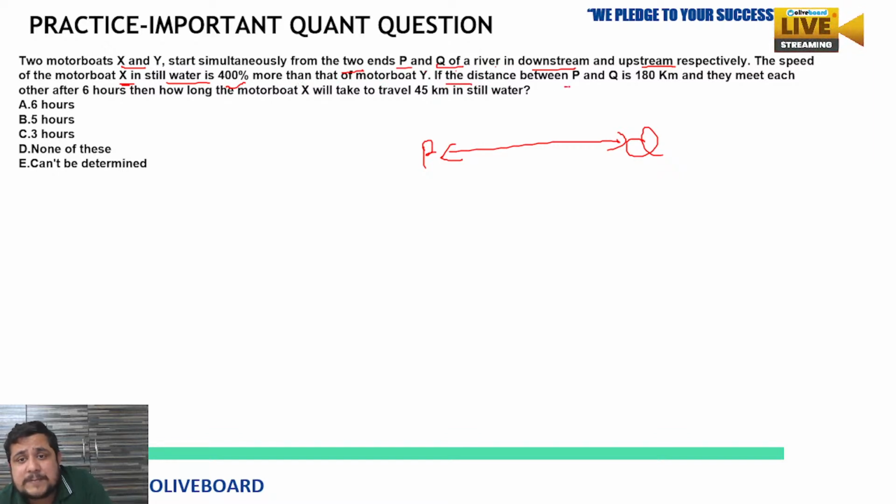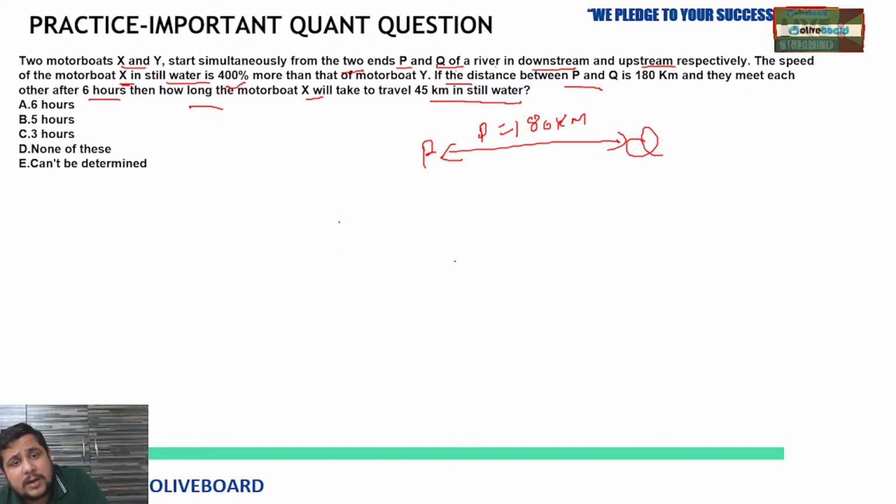If the distance between P and Q is 180 kilometers, so this is 180 kilometers. This distance is how much? Is this clear? 180 kilometers. And they meet each other after 6 hours, then how long will motorboat X take to travel 45 kilometers in still water? Okay, so the motorboat will travel how much? 45 kilometers in still water.